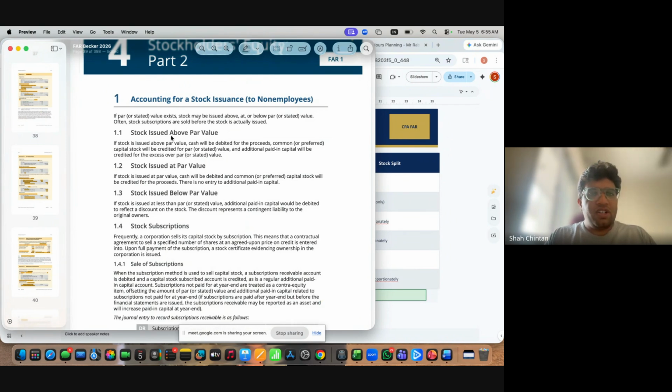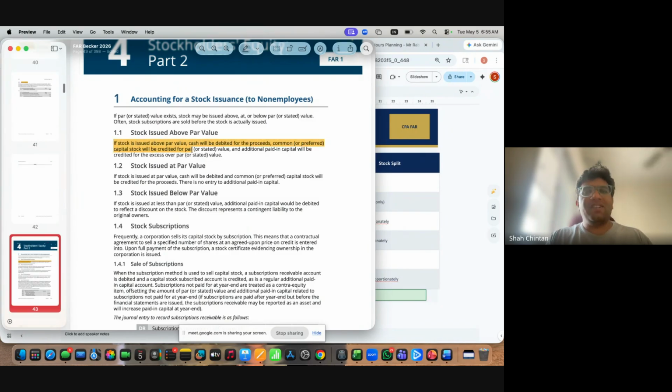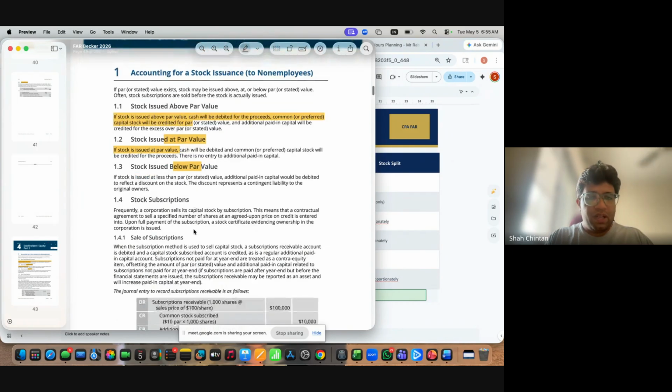When the stock is issued above par value, you create your APIC. So APIC से अगर आपने higher price पे share issue किया है, APIC will be credited. अगर आपने कम प्राइस पे इशू किया है स्टॉक, APIC will be debited. So common stock are recorded at par. Above par value है, APIC credit होगा. Below par value है, APIC is going to be debited. So first 1, 2 and 3 points are stock issued above par, at par and below par value.